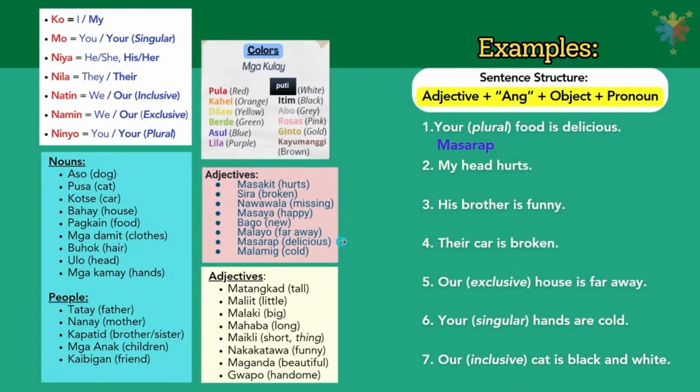It's right over here in this pink box. Masarap means delicious. Then it's the word ang. Then it's the object, food, which is here in the noun section, food, pagkain. And then it's the pronoun, ninyo, plural. Your food is delicious. Masarap ang pagkain ninyo. So do you see how we just plugged everything into the sentence structure here?